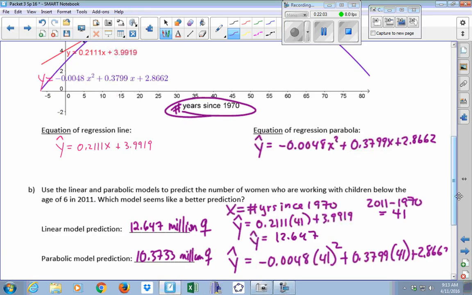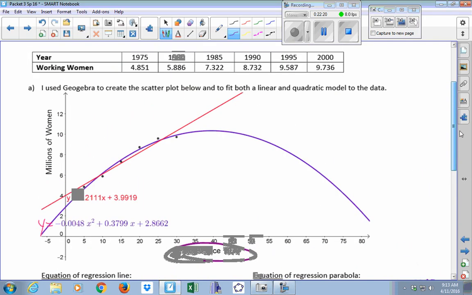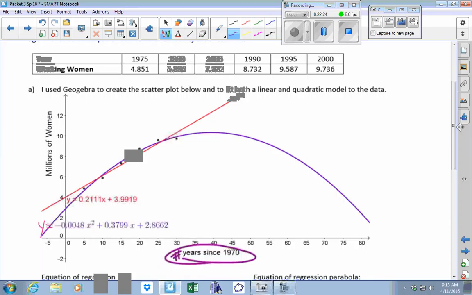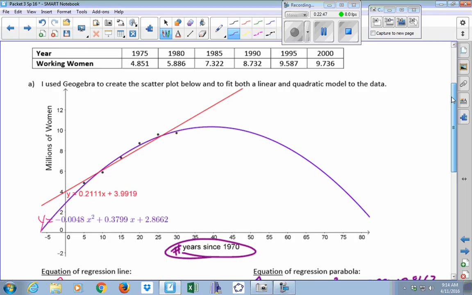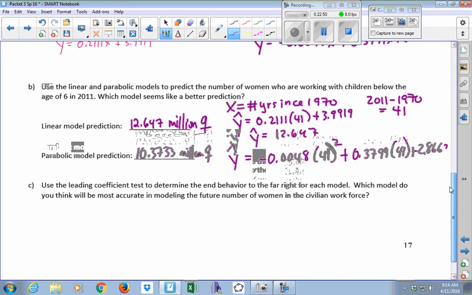Now, we could go back, or we could ask the librarian to go into a database and actually find out how many women were in the workforce in 2011 to see which of these models would be the best. But let's suppose we're only back in like 2004. We're trying to figure out if 10.3 million women is a better estimate or 12. So based on the data, and if you were interested in this, you would probably have a sense of what was happening in the workforce. Which model, if you had to make a choice, which model would you choose at this point to make the prediction for 2011?